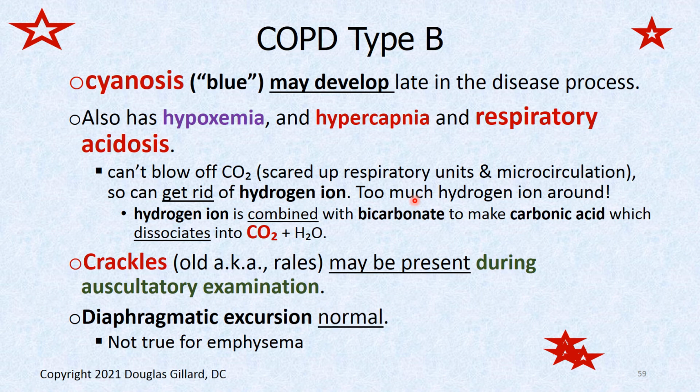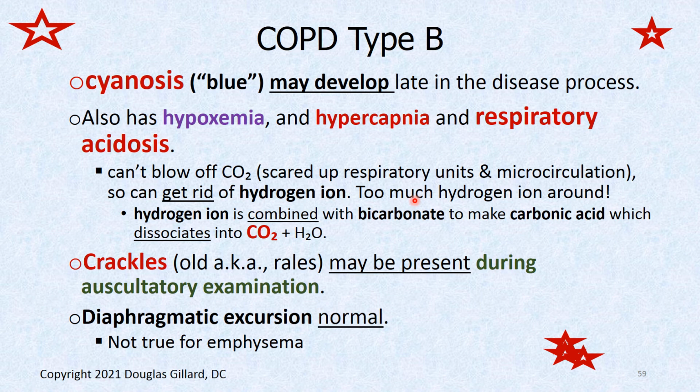If your microcirculation around your respiratory unit is messed up, you can't exchange gas. And if it's scarred up, if the alveoli are scarred up, you can't exchange gas well. Therefore, you're going to have increased levels of CO2 in your blood, right? You can't blow it off. So you have, what's that called? Hypercapnia.